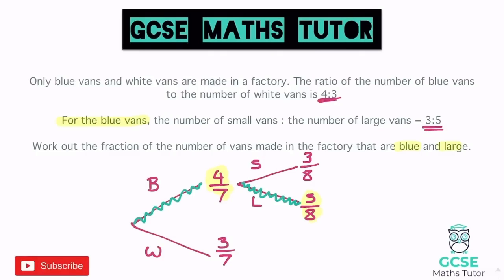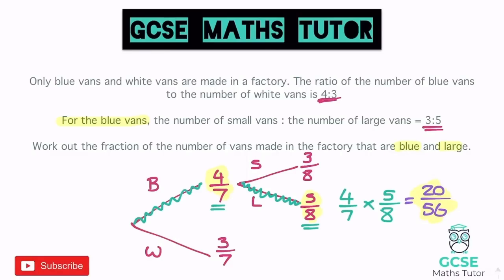So all we're going to do is take that first fraction there for blue, which is 4/7, and I'm going to multiply it by the large fraction there, which is 5/8. There we go. And multiplying fractions is nice and easy. We just times the top and times the bottom. So 4 times 5 is 20. And 7 times 8 on the bottom is 56. There we go, and that's our final answer. 20 out of 56 is our fraction of the vans in the factory here that are blue and large.